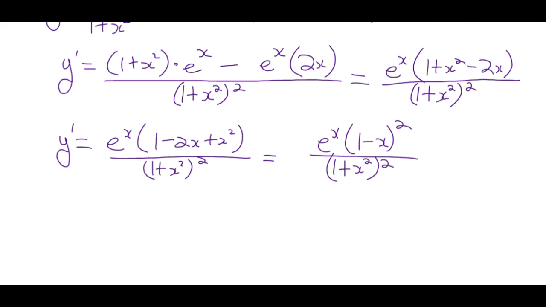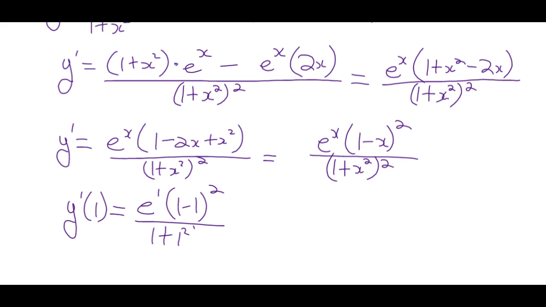Okay, and we want y prime at 1, right? So it's e to the 1, 1 minus 1 squared over 1 plus 1 squared squared, which is 0, because 1 minus 1 squared is 0, and the numerator becomes 0, and the denominator is who cares, but not 0, I care that it's not 0, but it's not 0. So then it's just 0. Okay, if you get 0 over 0, then you know you got to deal with other things. But.